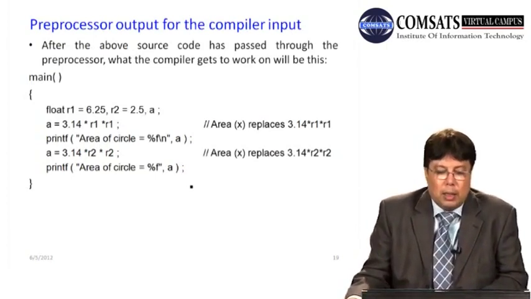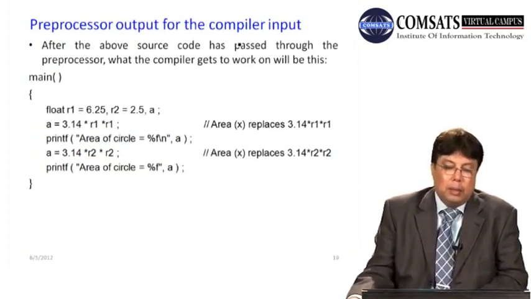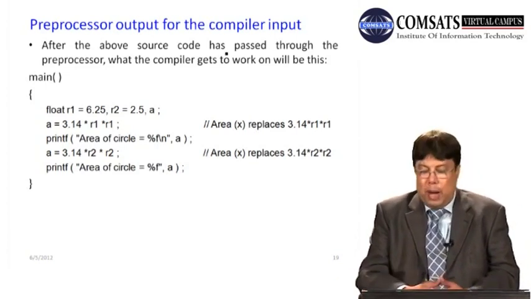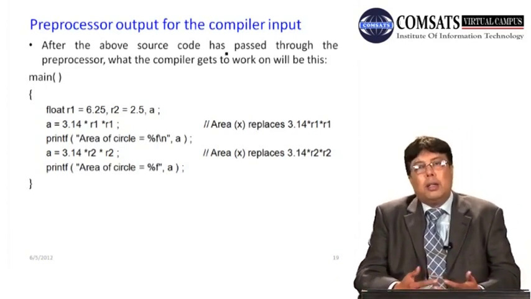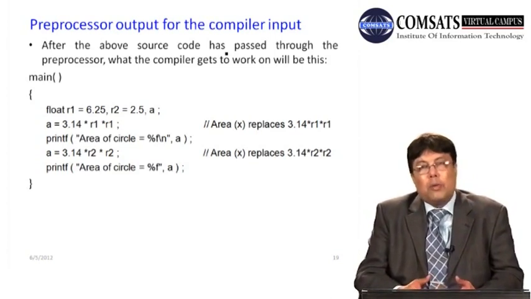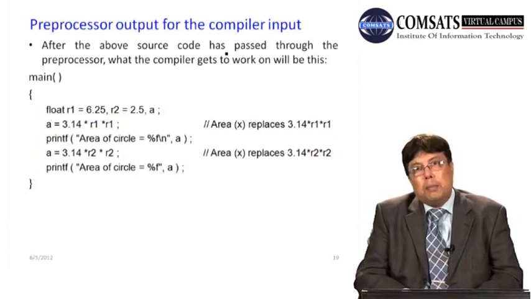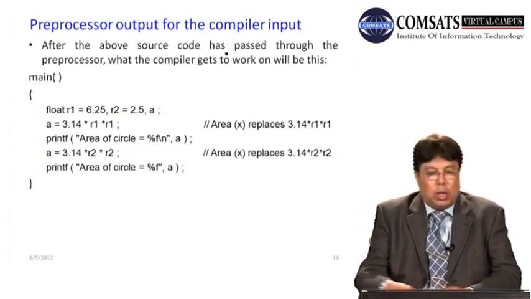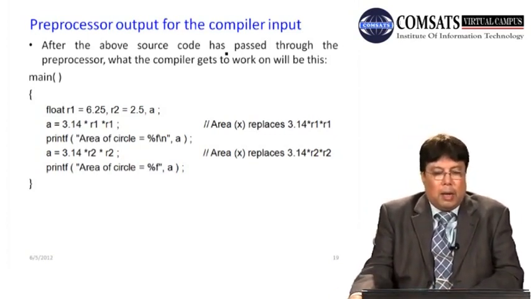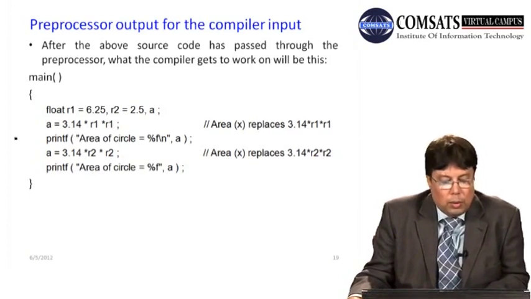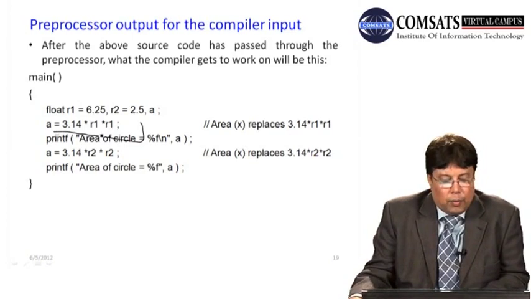When the preprocessor passes the code to the compiler, it should have automatically resolved this issue. It should have automatically expanded the macro template, macro expansion कर चुका होगा, and what the compiler will simply see is this statement: A is equal to 3.14 R1 and R2, and then for area 2 the compiler will say this.